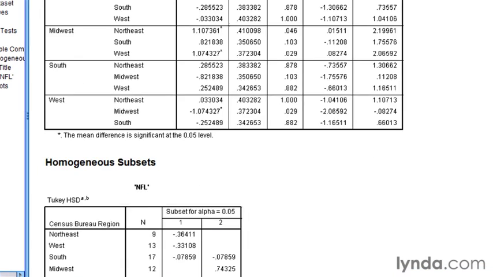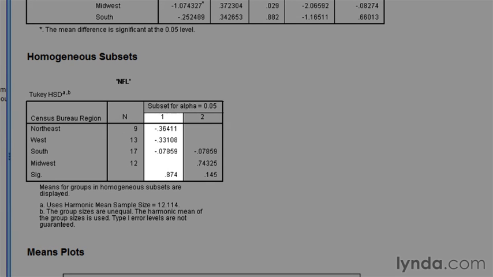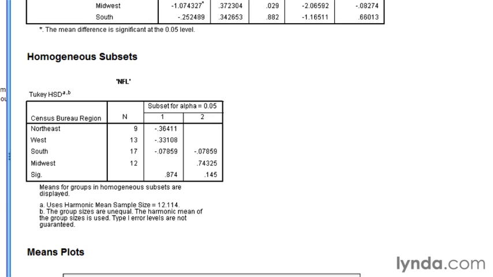Let's go to the one beneath it. This is what's called homogeneous subsets. What this does is it places the groups in like with like. And this tells us that the Northeast, the West, and the South are all relatively similar to each other in terms of their searching for NFL in Google. You can see they all have negative means. On the other hand, the second group is kind of interesting. Midwest is much higher, so that makes sense.